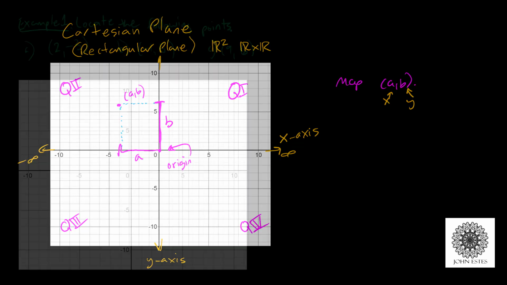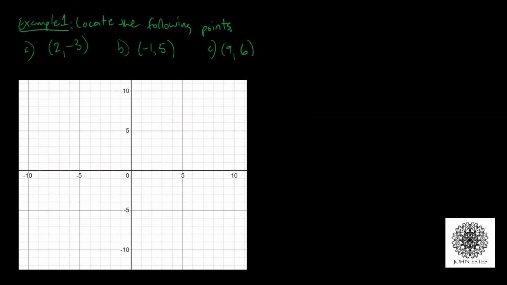Now I'm going to show you some examples of this, and I think it's going to make sense. So for example 1, I want to locate the following points. For A, I have the point (2, -3). Now, remember what we said. So here I have my grid. That means I need to go 2 in the x direction first. Remember, this is the x, and this is the y. So I go 1, 2, that far in the x direction. Negative 3 in the y direction, which means I start at 0 and I go down 1, 2, 3 there. And then I just see where these two intersect, and there it is. That's the point (2, -3).